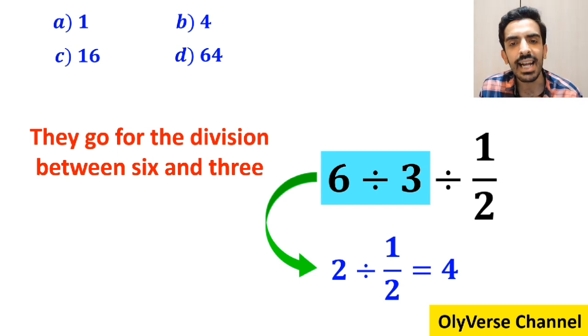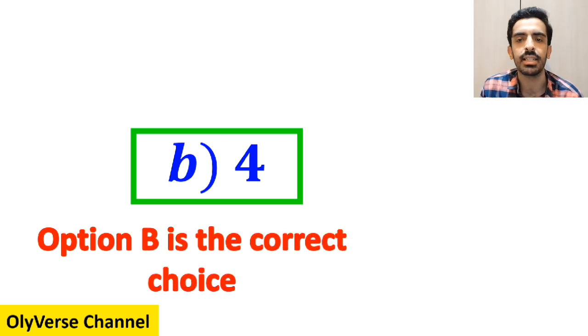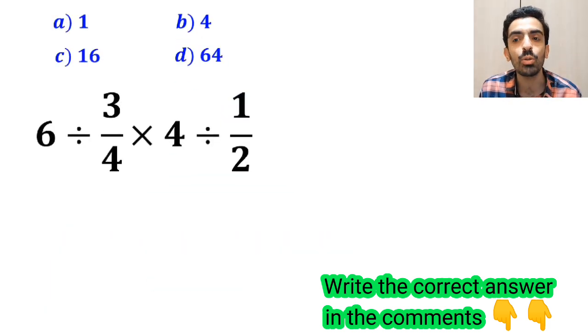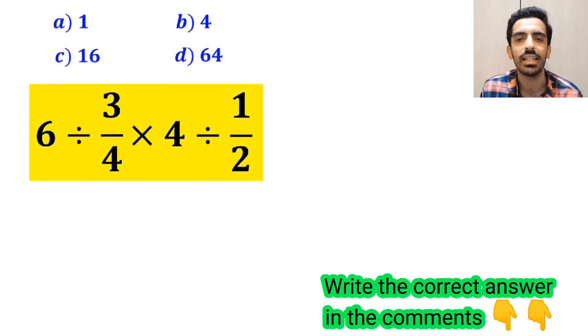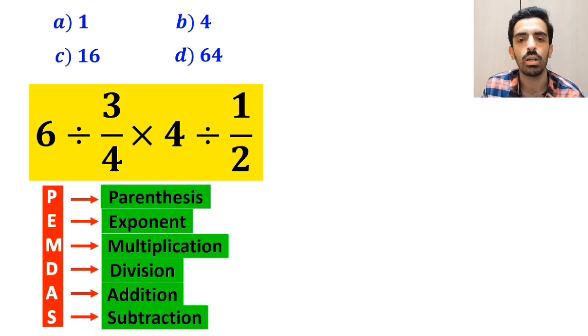Then, without any hesitation, they claim that option B is the correct choice. But this answer is absolutely wrong. Now let me show you how to solve this expression properly. To solve this question, we need to apply the PEMDAS rule.